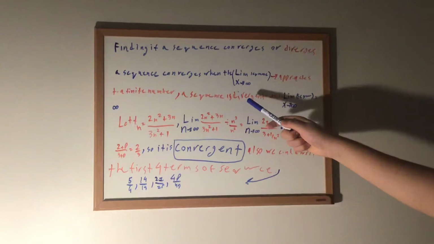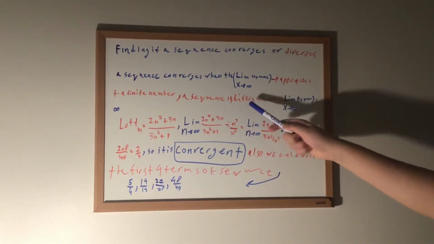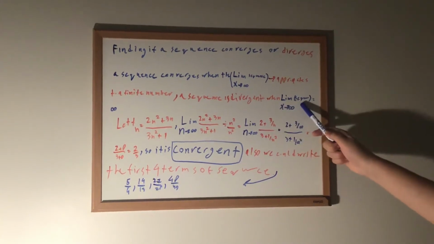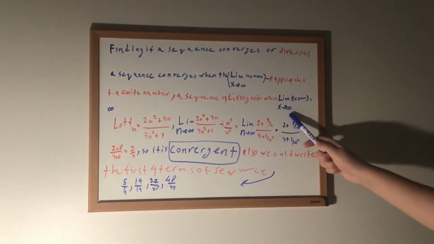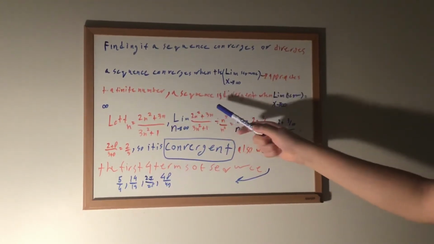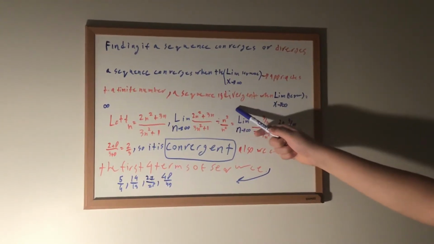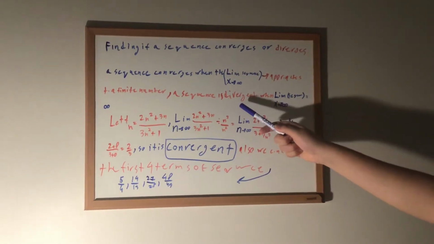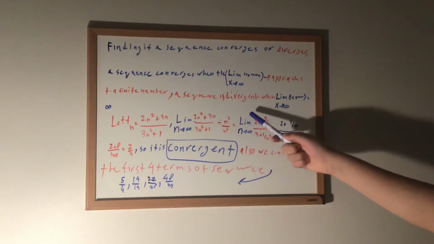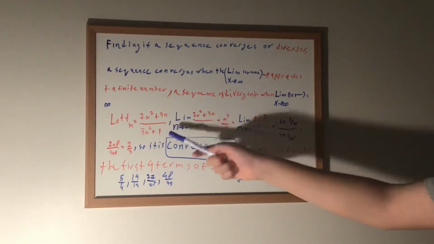On the other hand, a divergent sequence is a sequence that when we take the limit of the sequence as x approaches infinity, we get infinity. That means as x grows and gets larger, the sequence doesn't get closer to a finite or actual number. It just goes forever. So let's do a practice problem.